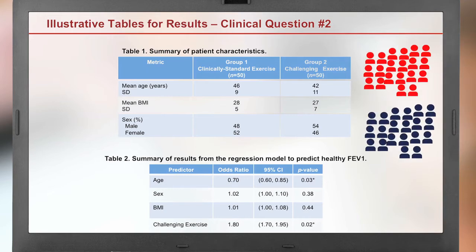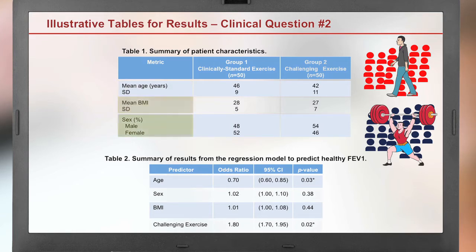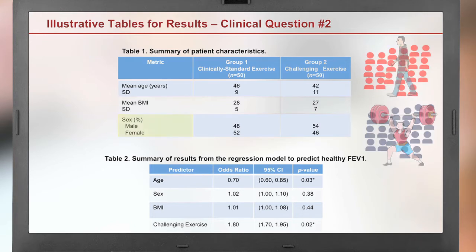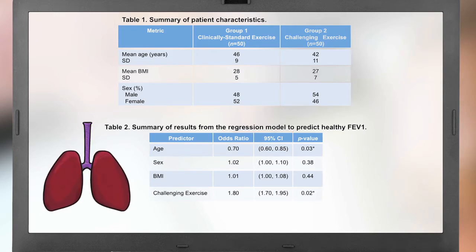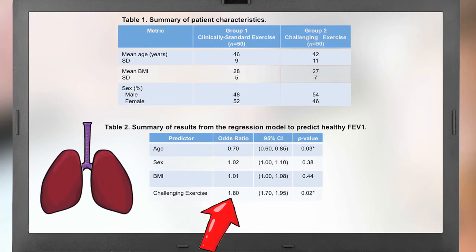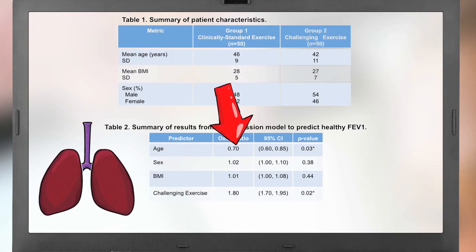The first table summarizes illustrative demographics for the two groups, clinically standard exercise versus progressively challenging exercise. As in the first example, we see patients' mean age, mean body mass index, and the percentage of males and females. The second table summarizes illustrative results from a logistic regression model to predict healthy FEV1. Patients with a progressively challenging exercise regimen had significantly greater odds of healthy FEV1, and older patients had lower odds of healthy FEV1.